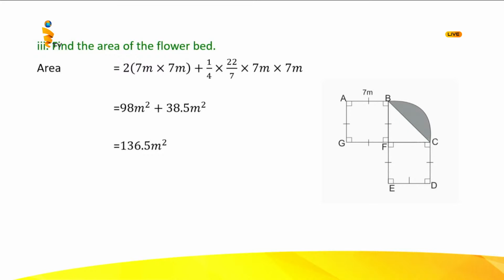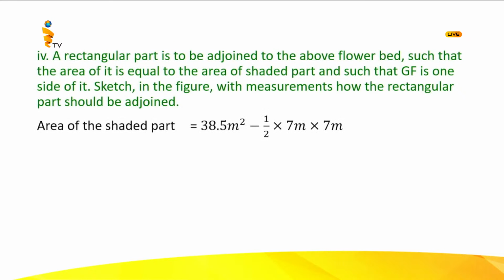So first you have to find what is the area of the shaded part. To find that, you can subtract the area of the triangle FBC from the area of the sector FBC. So, earlier we found the area of the sector is 38.5 square meters. I have taken that value and minus half times 7 meters into 7 meters. From that you will obtain the area of the triangle. So, when you simplify this expression, you will get the area of the shaded part is 14 square meters.